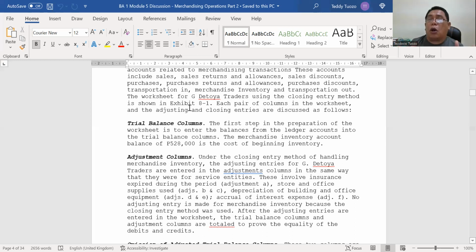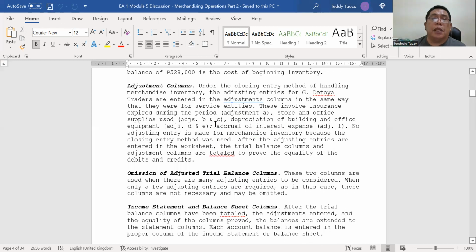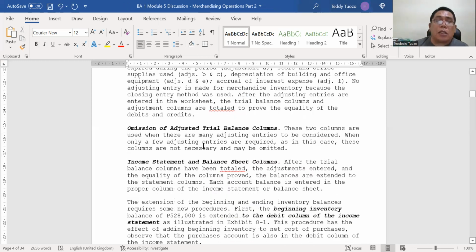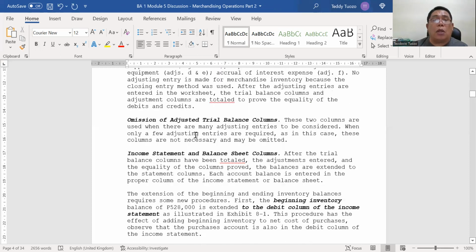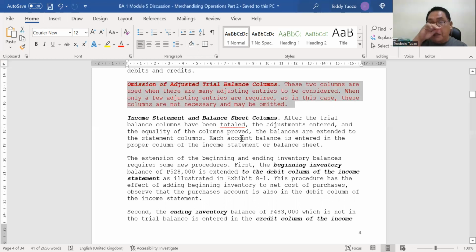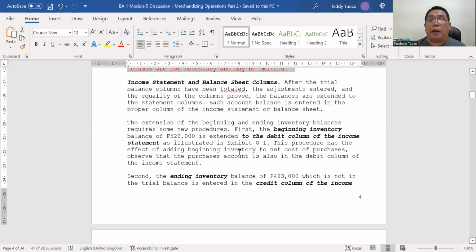So aside from the service concern, which has 10 columns, this time it is 8 columns, because we remove the adjusted trial balance column. It is automatic. Extend whatever balances would be extended to the income statement and the balance sheet columns, or the statement of financial position columns. So there is still the adjustments column, the trial balance column. The adjusted trial balance is already omitted, and the income statement and the balance sheet columns will still be there.